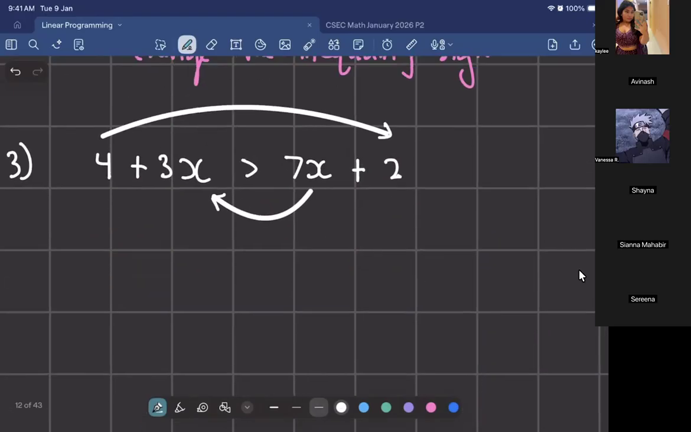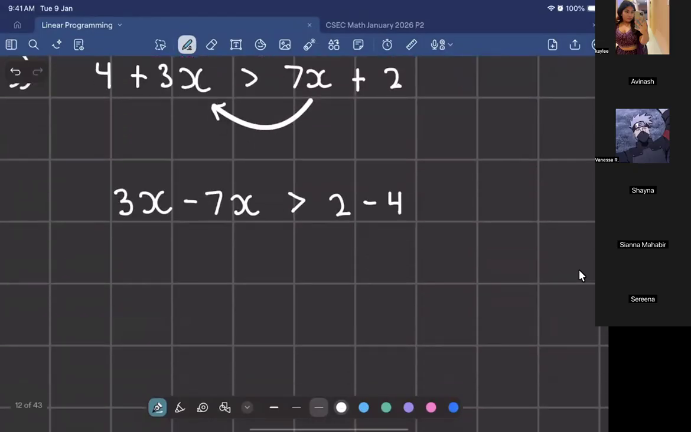So I moved across the 4, so the 4 is no longer there. The only thing there is 3x. Next thing, what did I move across? The 7x, so that would become what? -7x. And we moved across the 7x, so the only thing on the right-hand side was a 2. And what did we move across on the right-hand side as well? +4, which becomes -4 when you move it to the right-hand side.